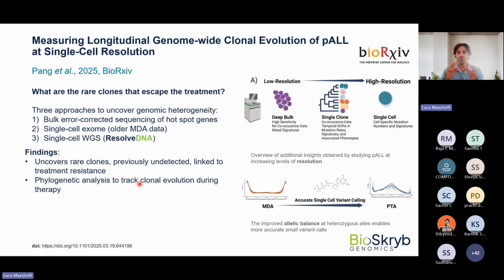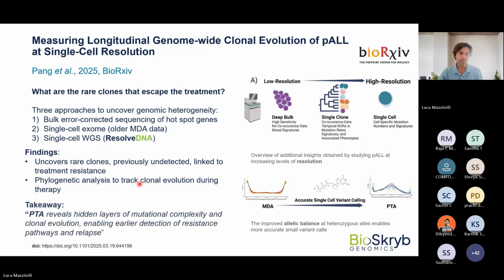And usually this type of research leads them to perform phylogenetic analysis to build trees to track the clonal evolution during therapy. So the key takeaway here is that PTA reveals hidden layers of mutational complexity and clonal evolution, enabling an early detection of resistance pathways and relapse.